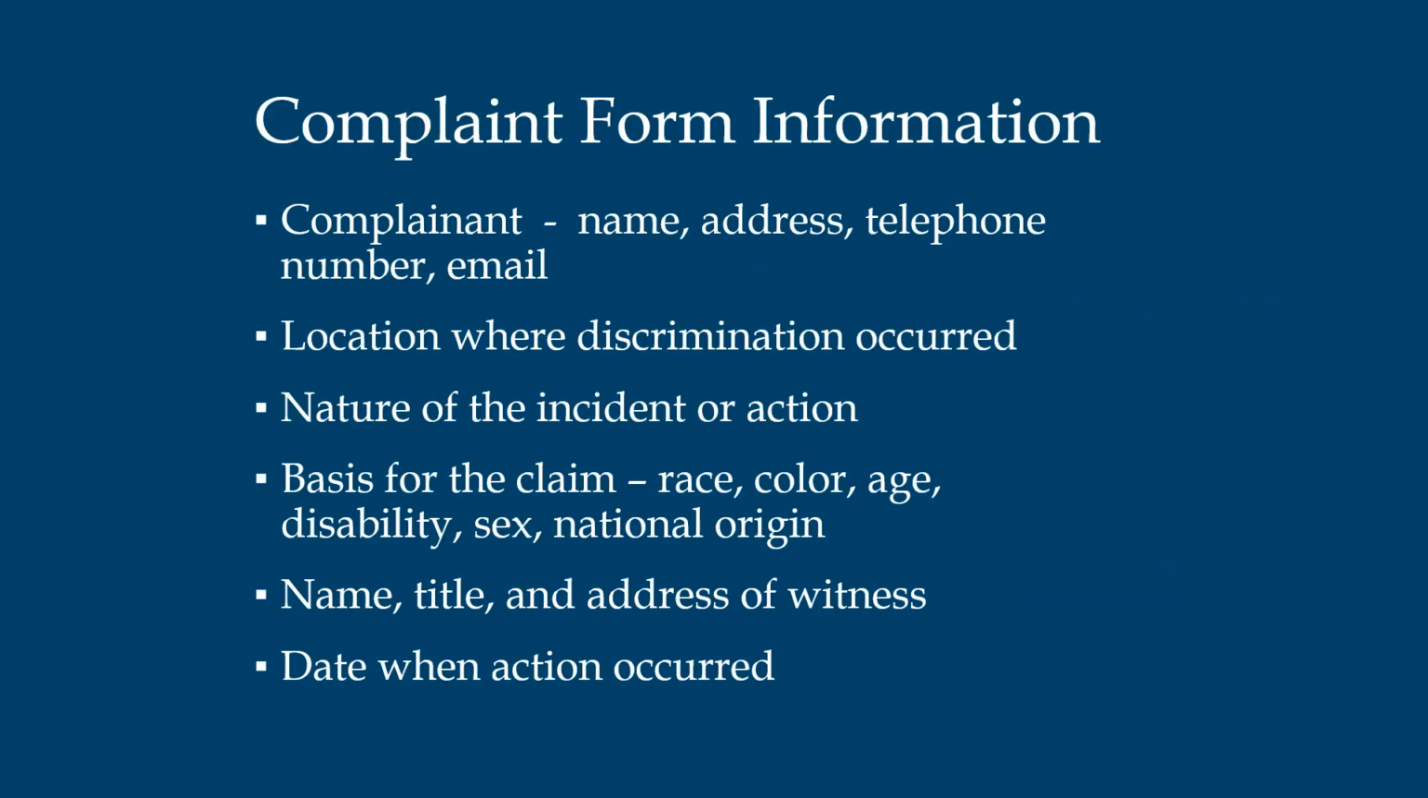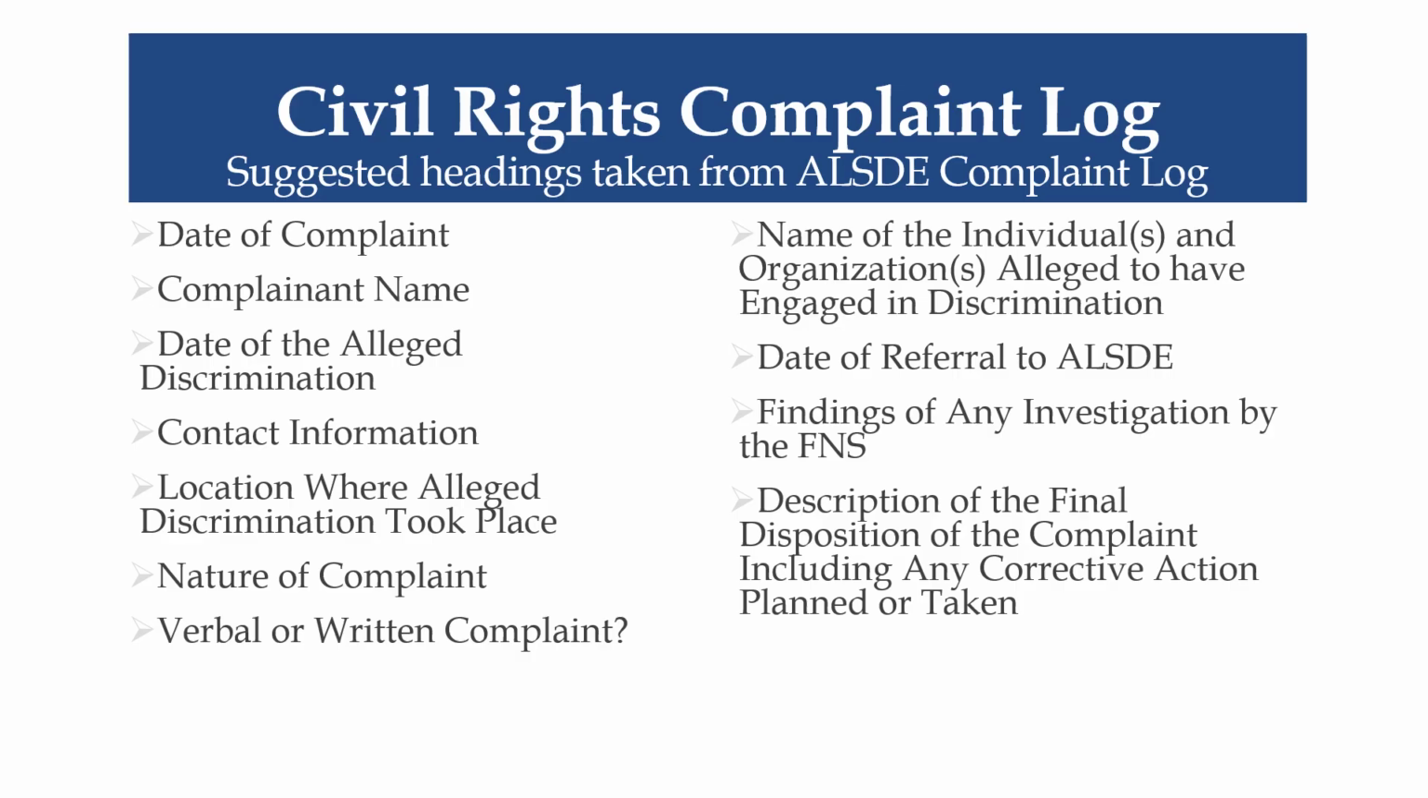If you decide that you would prefer to have your own complaint form, it must have the same kind of information that's on the USDA complaint form: information about who's complaining and how to contact them, where something happened, what it is that they allege happened, what's the basis for the claim, one of those 6 protected classes, information about any witnesses, and of course the date on when it happened.